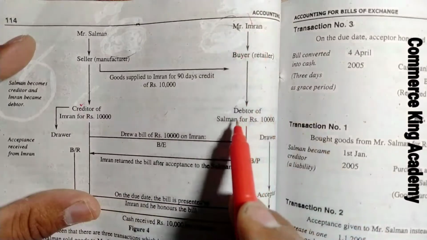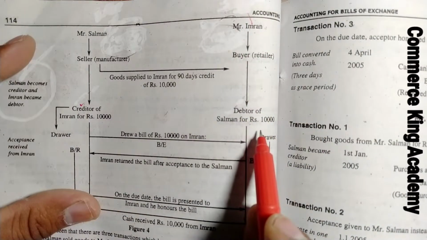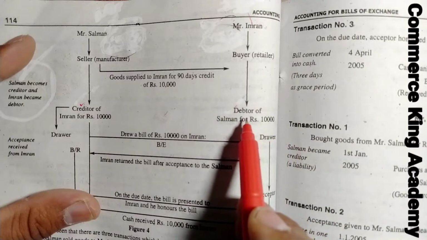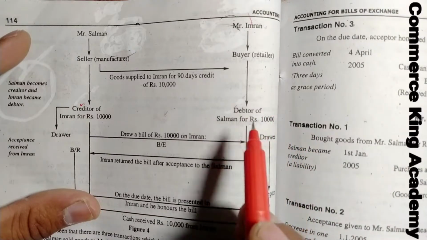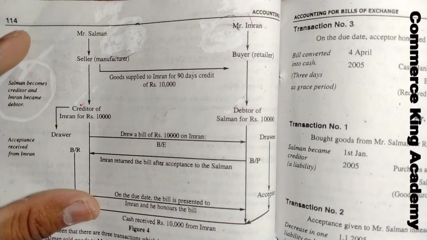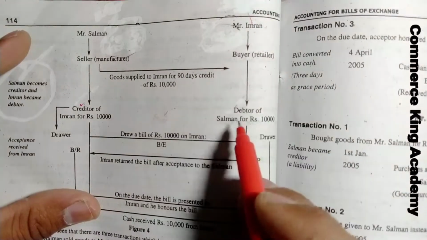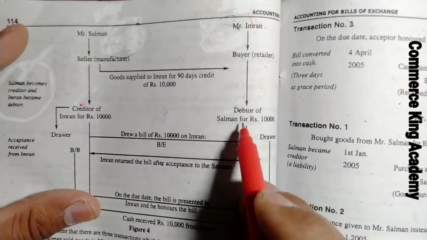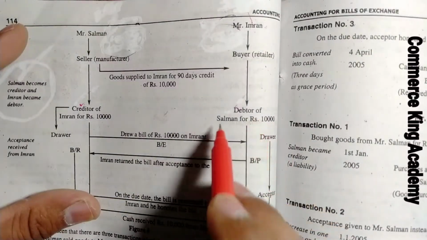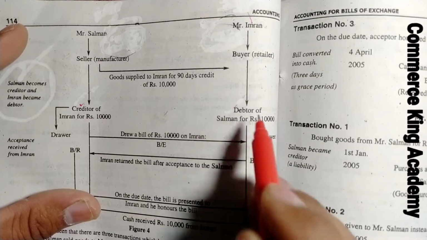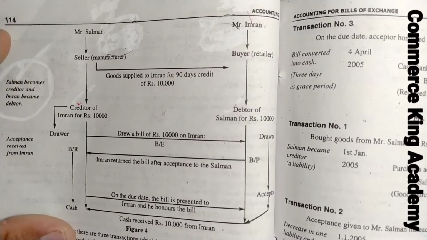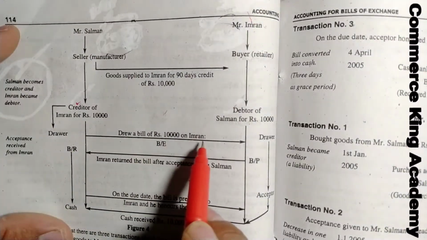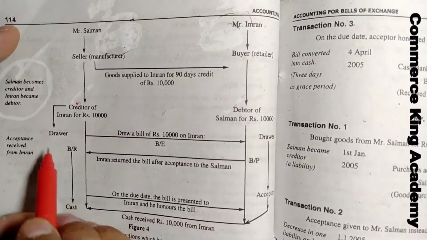On the other hand, the opposite situation is this: debtor. Mr. Imran is the debtor of Mr. Salman, amounting to 10,000 rupees. Debtor means the receivable of another party. So in this situation, Mr. Imran is the debtor of Mr. Salman, and Mr. Salman has a receivable from him. So let's go ahead. Drew a bill of rupees 10,000 on Imran. This is the drawer and this is the drawee.